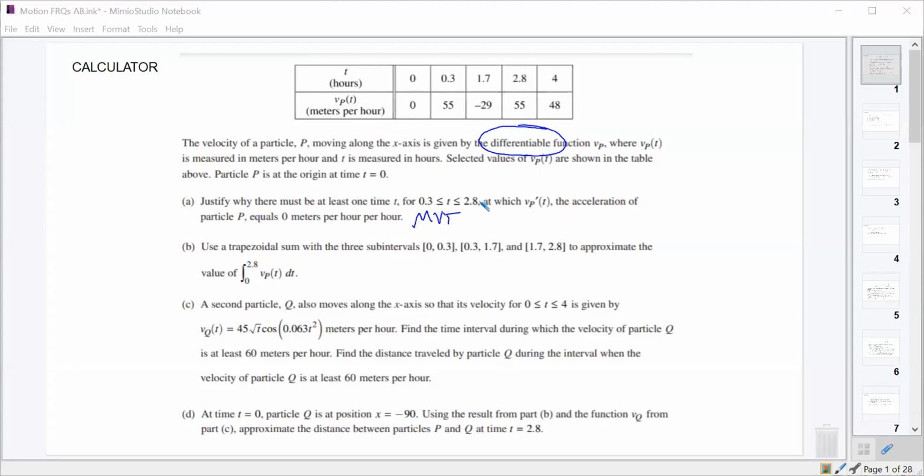The mean value theorem says that you can find the average rate of change on that interval, which is 55 minus this 55 over 2.8 minus 0.3, which is 0. And so that tells us that if the average rate of change of the velocity on the interval was 0, that somewhere on the interval, the instantaneous rate of change is also equal to 0. So you'd use the mean value theorem to indicate that.